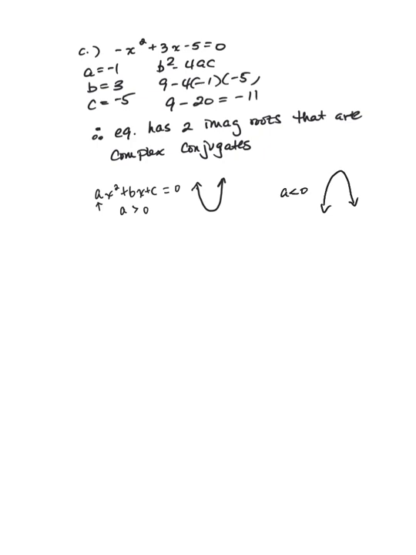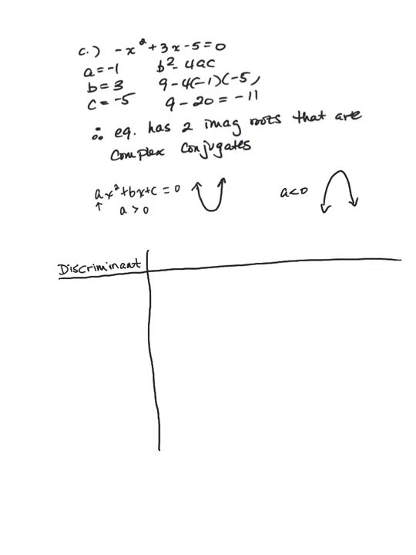So let's make this nice little chart here. I have the discriminant. Then I'm going to take a look at A, so I know which way to draw my parabola: A greater than 0, A less than 0. And then we're going to talk about the number of x-intercepts, which is the roots.